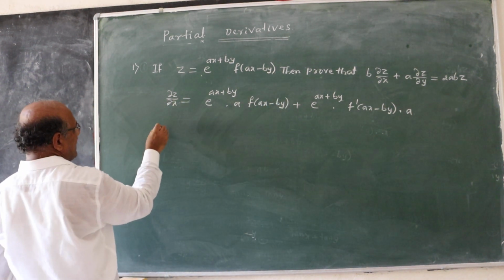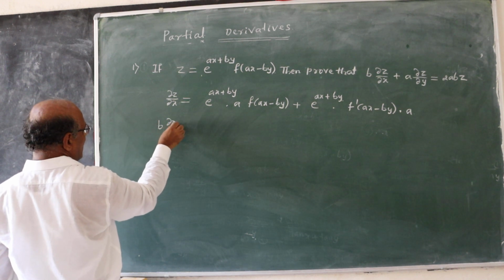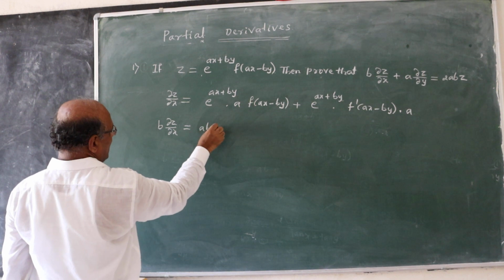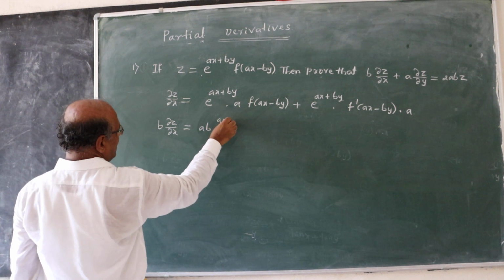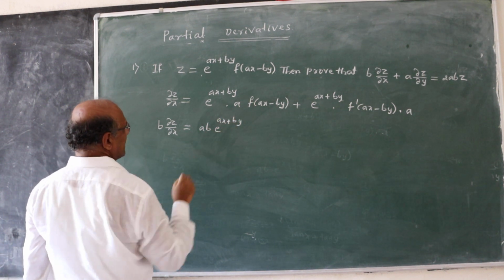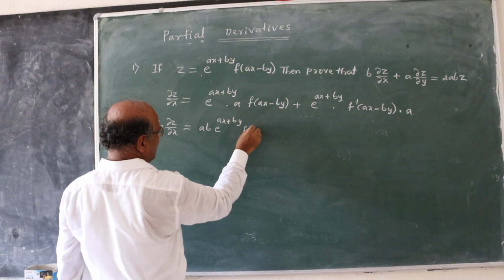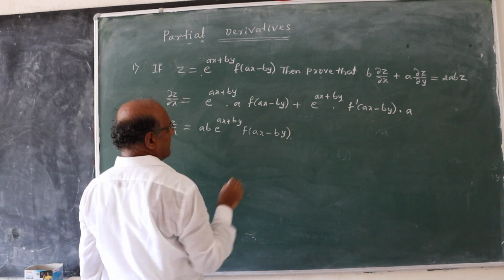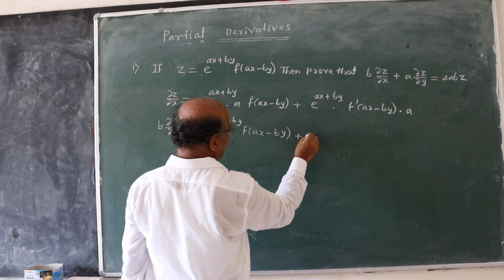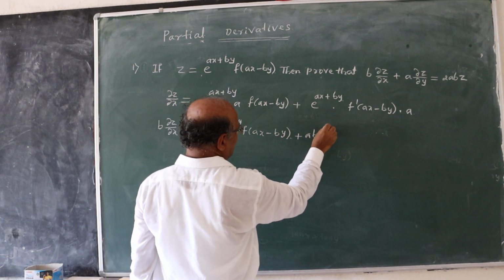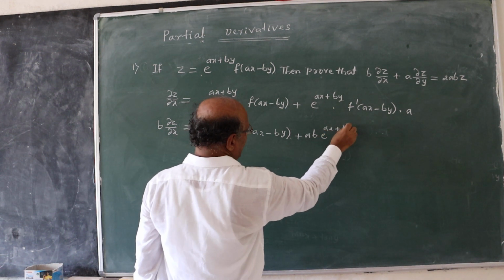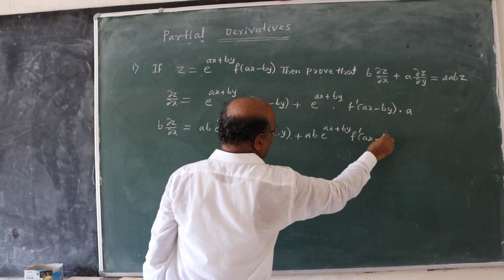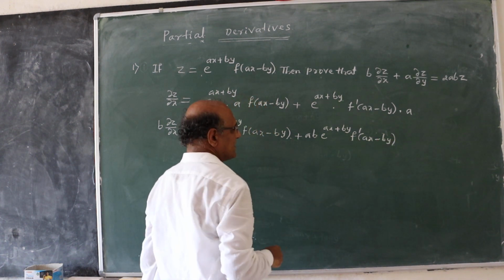Multiplying both sides by b, it becomes b dou z by dou x is equal to ab into e raised to ax plus by f of ax minus by plus ab into e raised to ax plus by into f dash of ax minus by. Say this is 1.